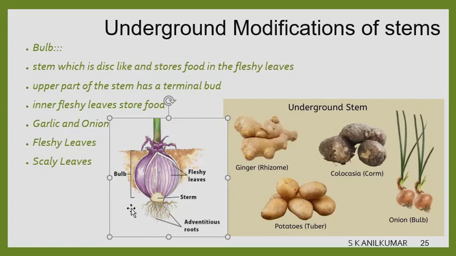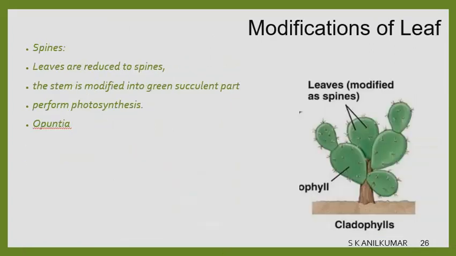Fleshy leaves inside, scaly leaves outside, and then you have adventitious roots, from which this bulb can grow shoots and become a new plant. This is an onion bulb. We eat the leaves also, we eat the onion also. So these are the modifications on the stems.